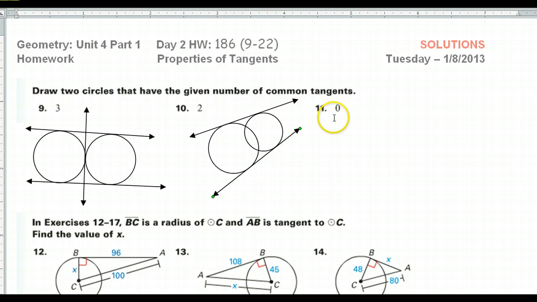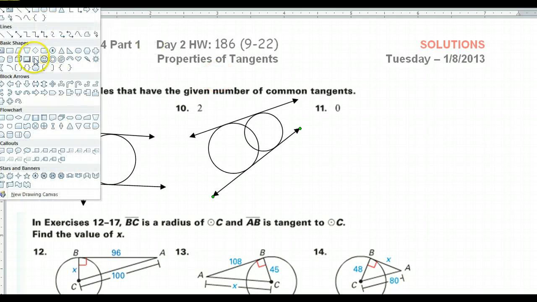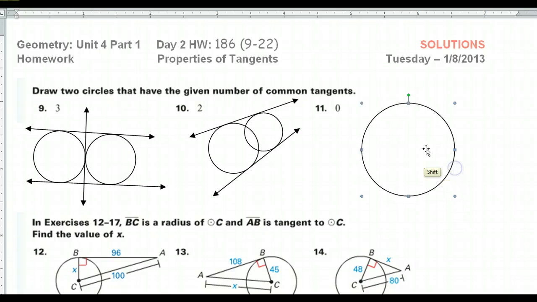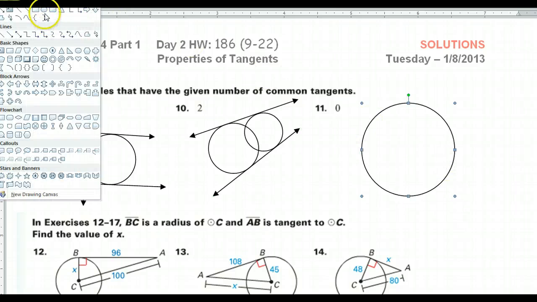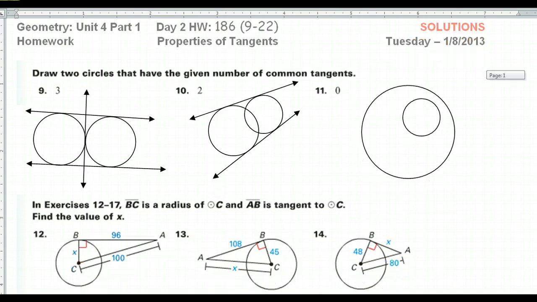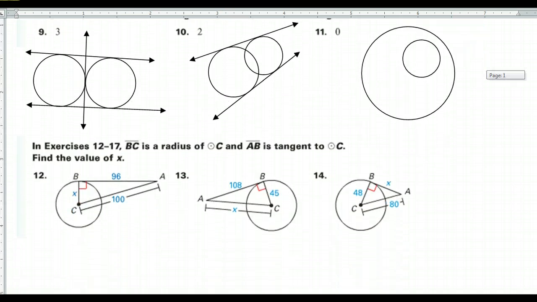If I wanted a pair of circles that had 0 common tangents, we can make that happen when we have a circle inside of a circle. Those 2 circles will have no common tangents at all. Alright, so that's number 9, 10, and 11.